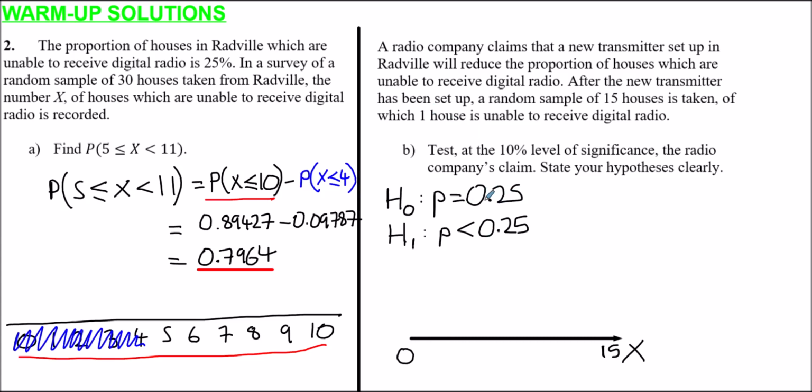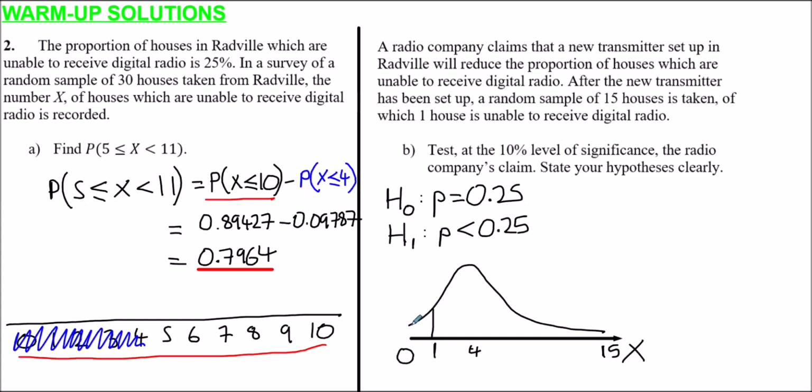If it was 25%, we'd expect typically a quarter of these 15 houses, so about 4, to not have any signal. So we'd expect the curve to be peaking around 4, and obviously very unlikely either side of that. So one house is down at the lower tail, so we're looking to see if 1 is going to be critical.